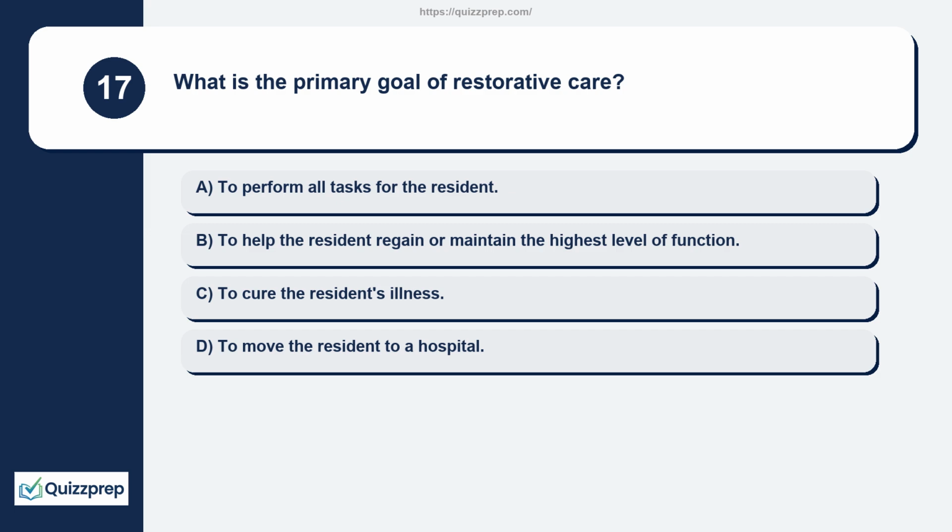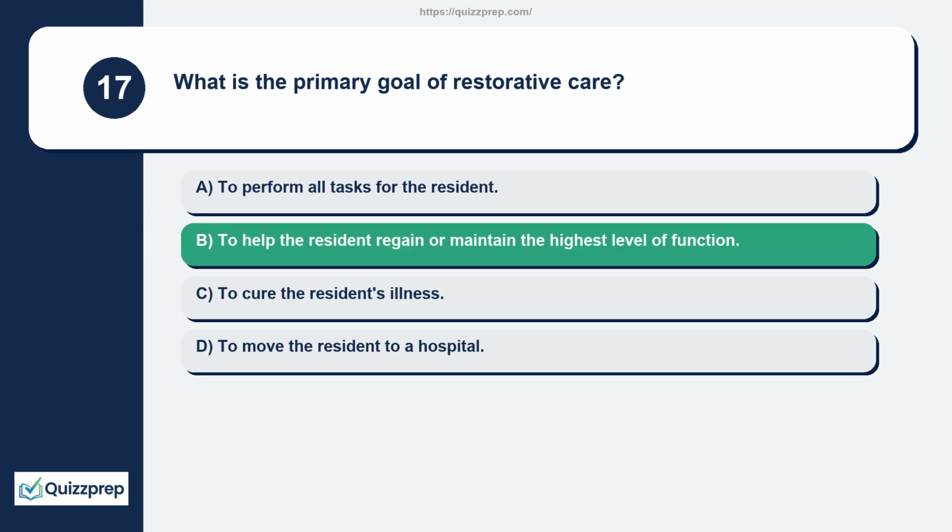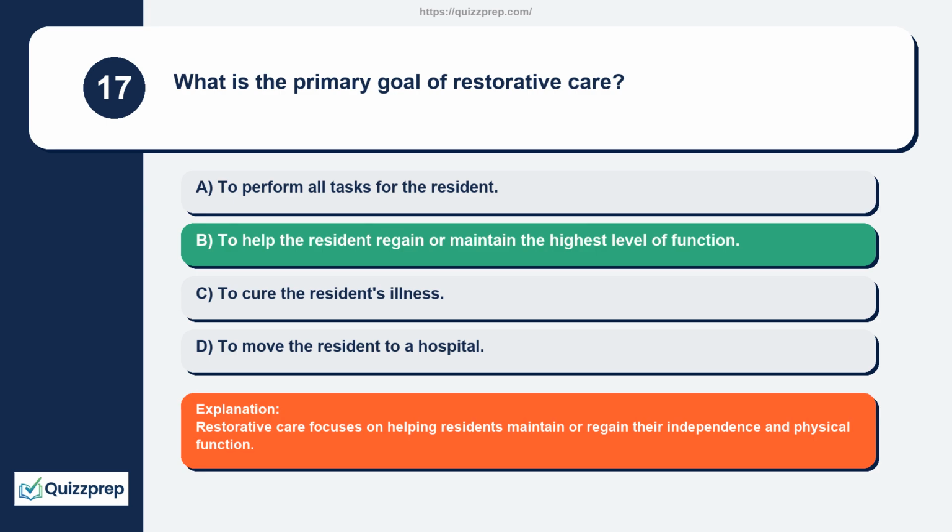Question 17. What is the primary goal of restorative care? To perform all tasks for the resident, to help the resident regain or maintain the highest level of function, to cure the resident's illness, to move the resident to a hospital. Restorative care focuses on helping residents maintain or regain their independence and physical function.